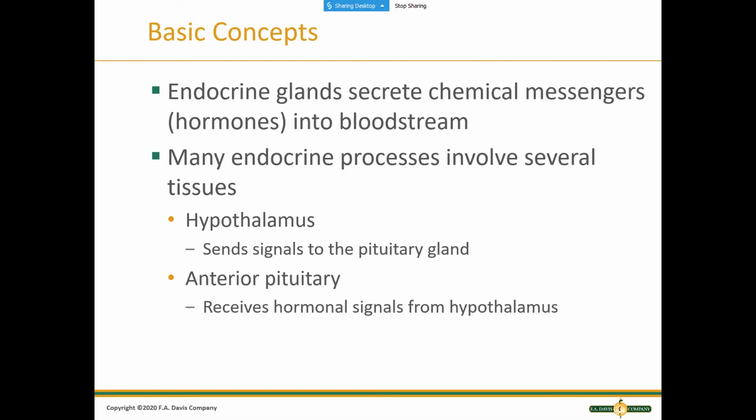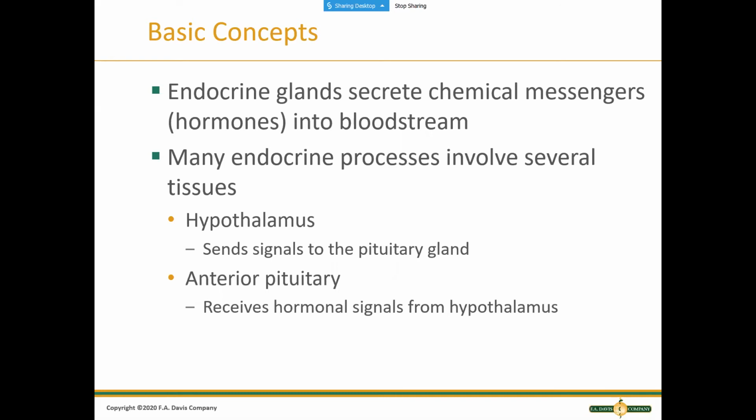Many endocrine processes involve several tissues. The hypothalamus is part of your brain. Your hypothalamus sends a signal to the pituitary gland, which then secretes a hormone.